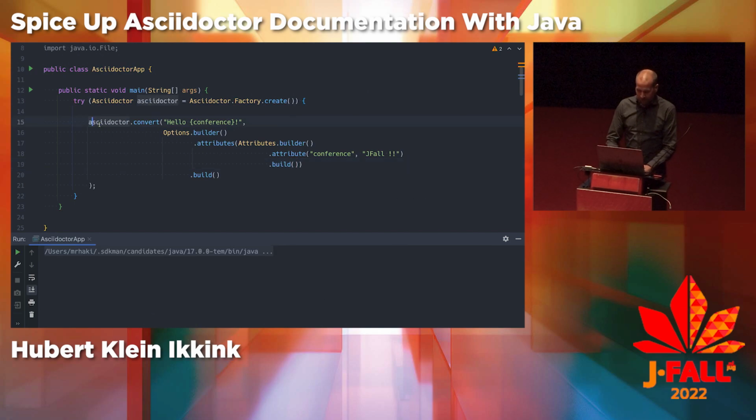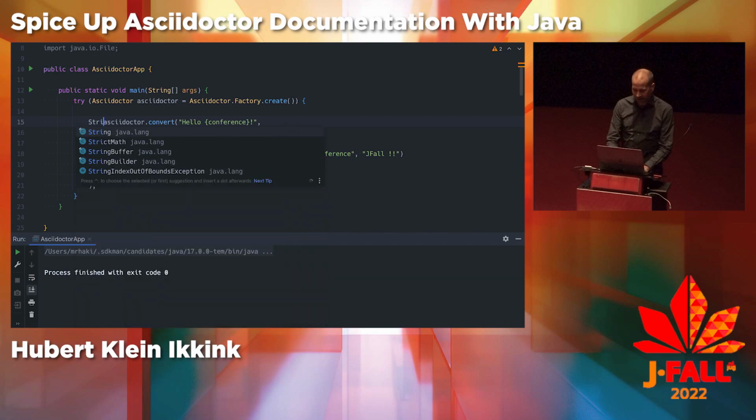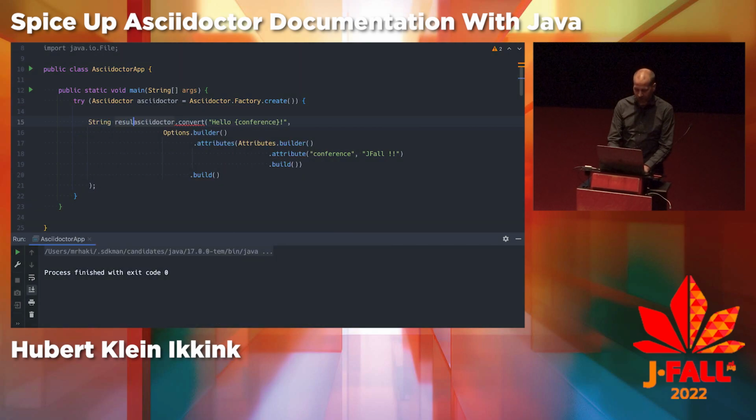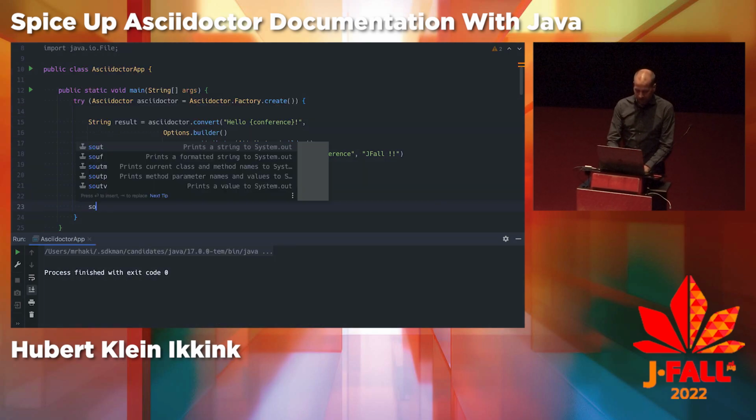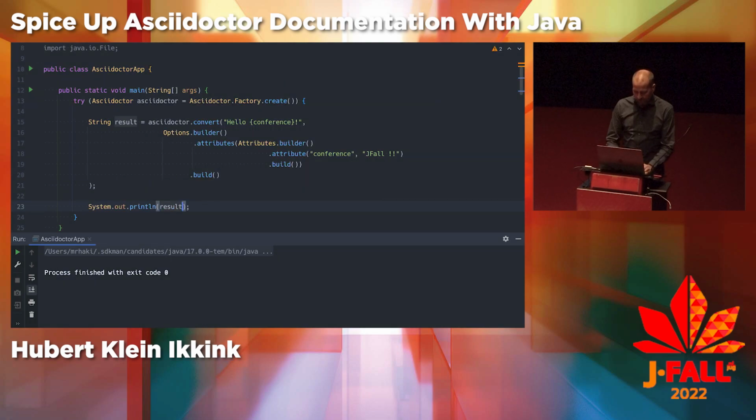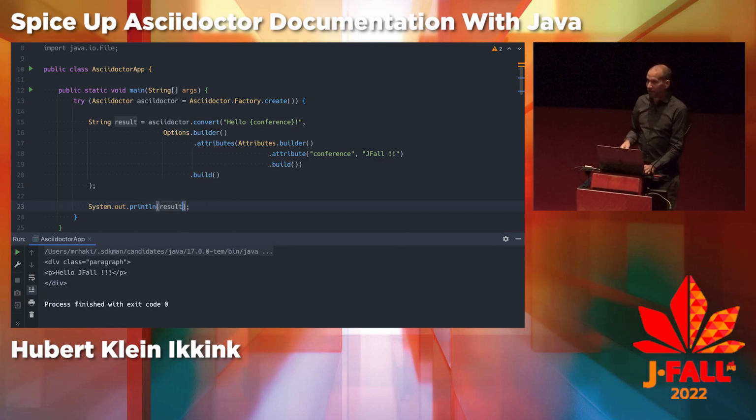Of course it will run, but the output of convert, what we saw before, the convert file had a void, actually, so it generates the file. In this case, I will have a string, which will be the result of the transformation. And if you want to see something, I will just print it out here and then run it. And you can see at the bottom, it now generated the HTML of my little Asciidoc markup part.